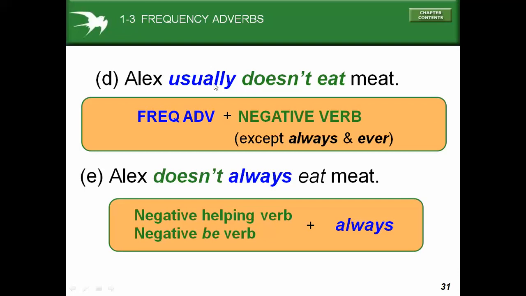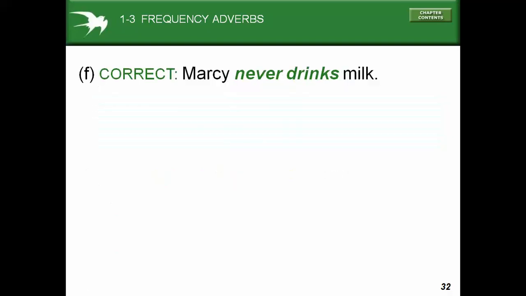So usually comes before do not and does not. But in does not always eat meat, always comes after does not or do not. Negative helping verb, negative be, verb to be. Okay? Correct.